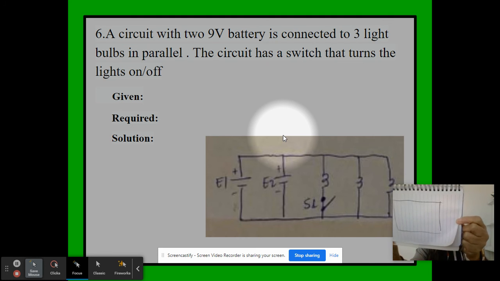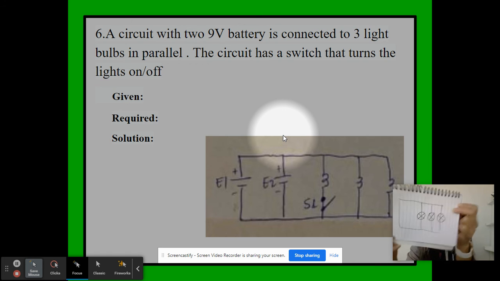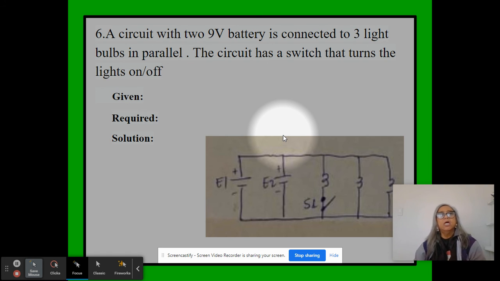Start always with a rectangle, right? I have a circuit with two 9 volts battery, right? So if that's the case, the battery connected to three light bulbs in parallel. So maybe for me, I'd better just concentrate first on the battery, right? Or the bulb. The bulb is with the X, right? Right? So my bulbs are in parallel with each other. Now, a circuit with two batteries, right?